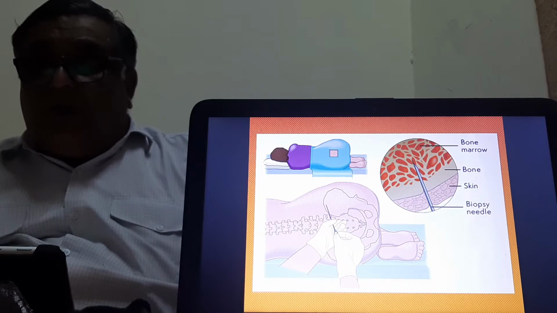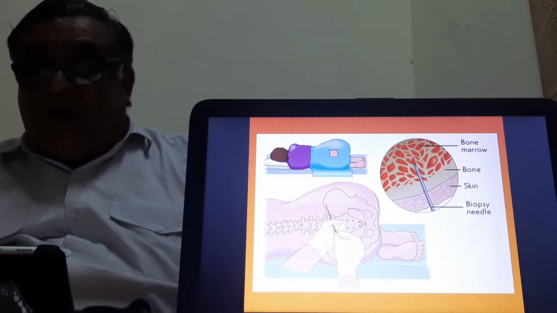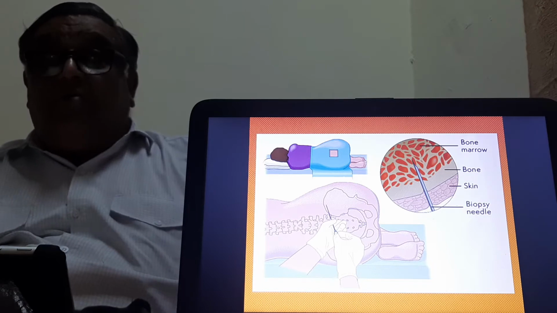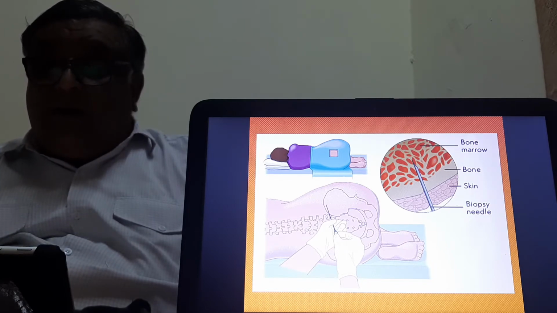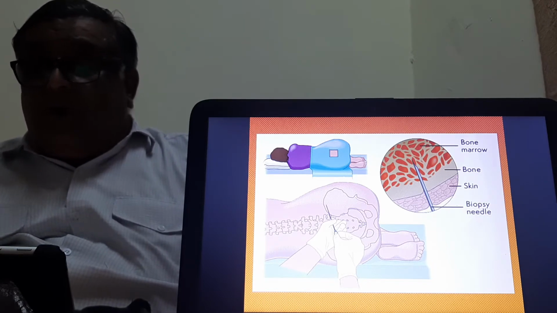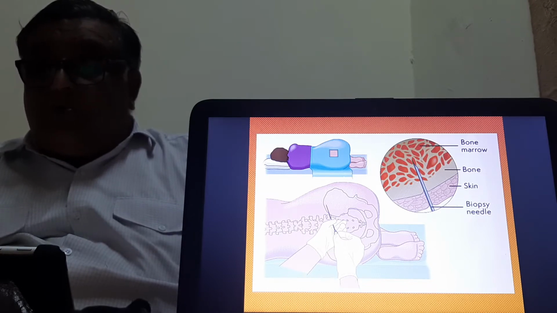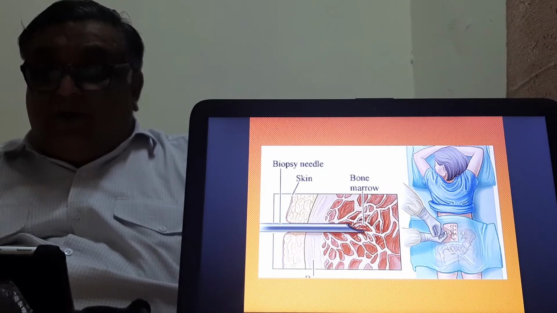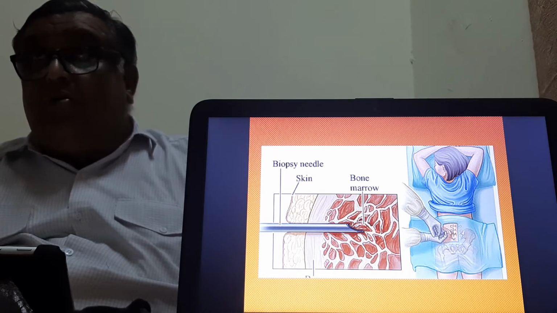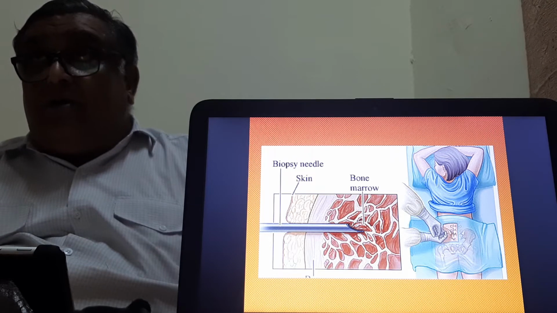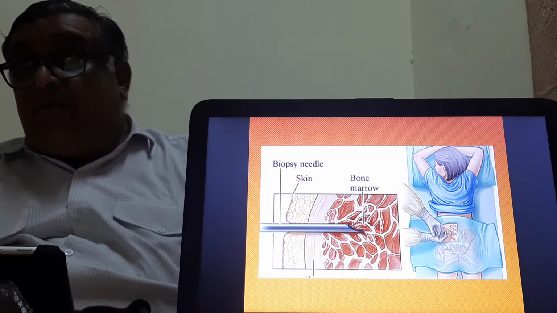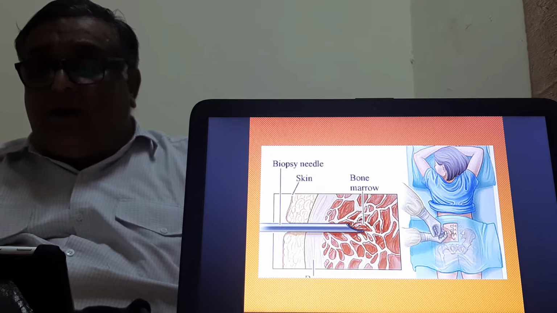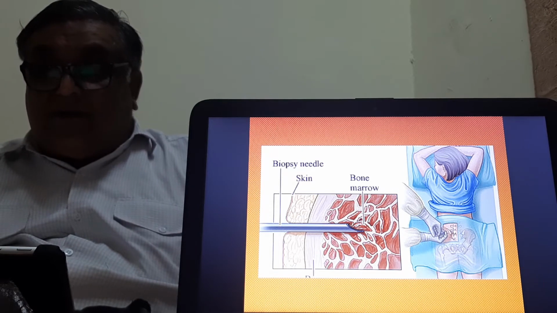So this is the procedure by which the bone marrow is done. Sometimes it is taken from the posterior superior iliac spine, or it may be taken from the tibia also. So basically this is a bone marrow aspiration. A needle is inserted and aspiration is done. But sometimes we may require to see the whole marrow, and not just the cells which are aspirated, and we might like to see the tissue of the marrow, and then a bone marrow biopsy is done.